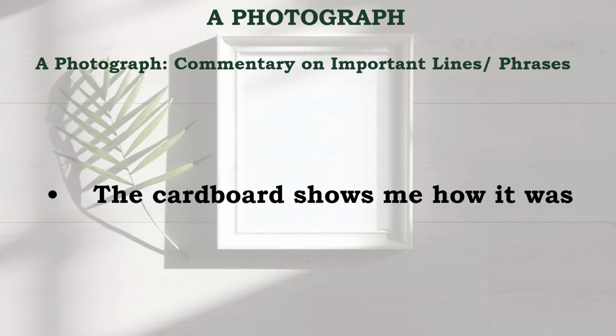Students, now we are going to discuss some important lines from the poem. First one is, "the cardboard shows me how it was." Let's understand the meaning of this line. It means when the speaker looks at the cardboard with her mother's photograph, past memories sprout in her mind.